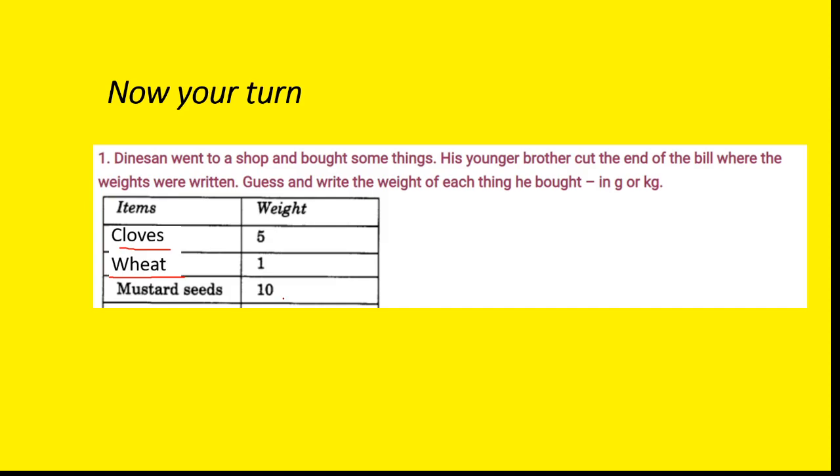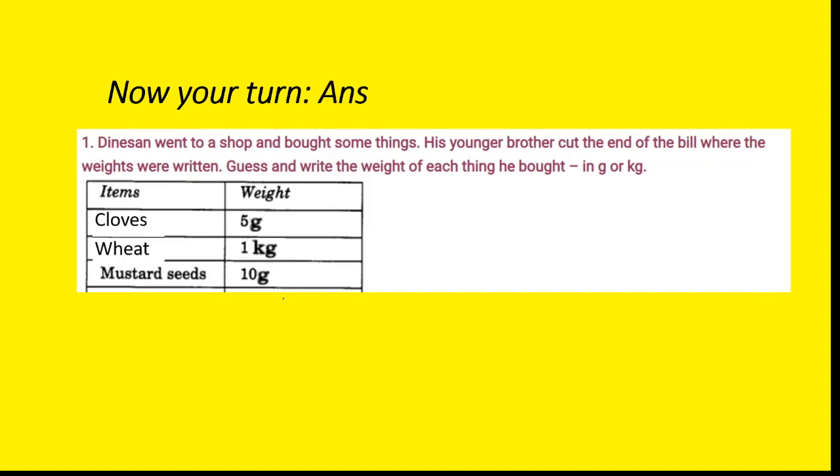Let's check the answer whether you have written correctly or not. So I hope all of you have written correctly. Cloves because it is a spices, so we will write gram. Wheat we will write kg, and mustard seeds we always purchase in small amount, so we will write gram.